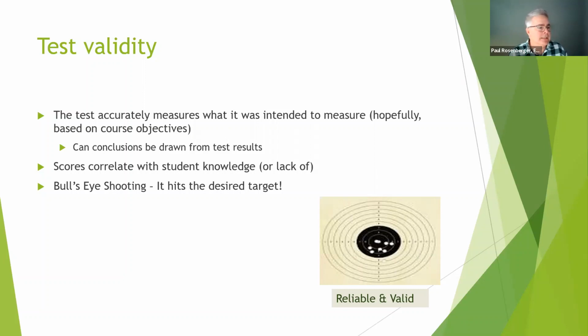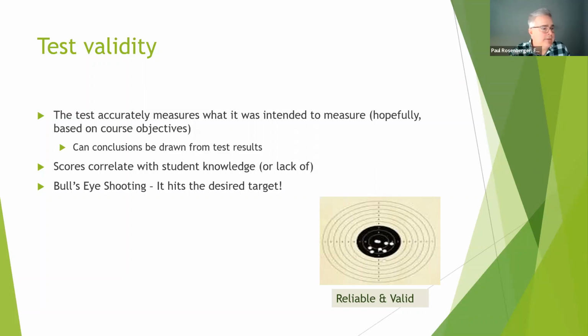And so validity is really just the measurement of whatever it is we intended to measure. So for instance, if we're having a medical examination, we want to make sure that we're actually measuring medical content and not trauma content. And so that has a lot to do with how we construct the exam based on the objectives of the course. But that is super important to get the validity that we're seeking here.